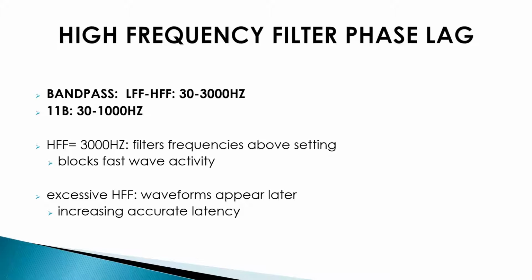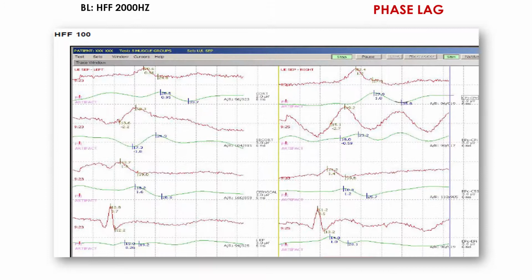Excessive use of the high frequency filter makes the waveforms appear later. It increases the latency. Here's an upper SSEP. You've got Erb's point, cervical, subcortical, cortical, left side, right side.